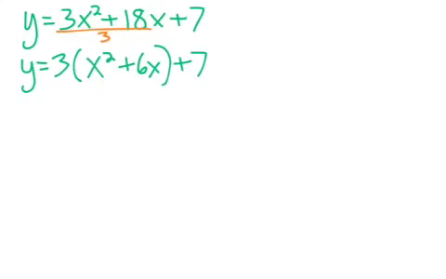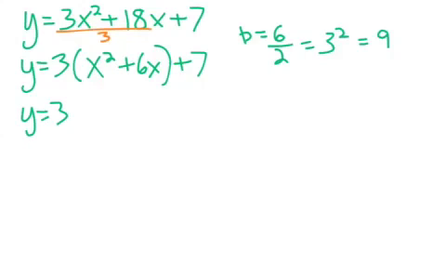So now I start how I did before. b is 6, and I divide it by 2 and square it just like I did before. So 6 divided by 2 is 3, and 3 squared is 9. Alright, so now I'm going to be adding 9 and subtracting 9. I'm going to do it inside the parentheses because that's where my trinomial needs to be. So I say y equals 3 times x squared plus 6x, and then we add 9 and subtract 9. Now I close my parentheses and I bring down the plus 7.